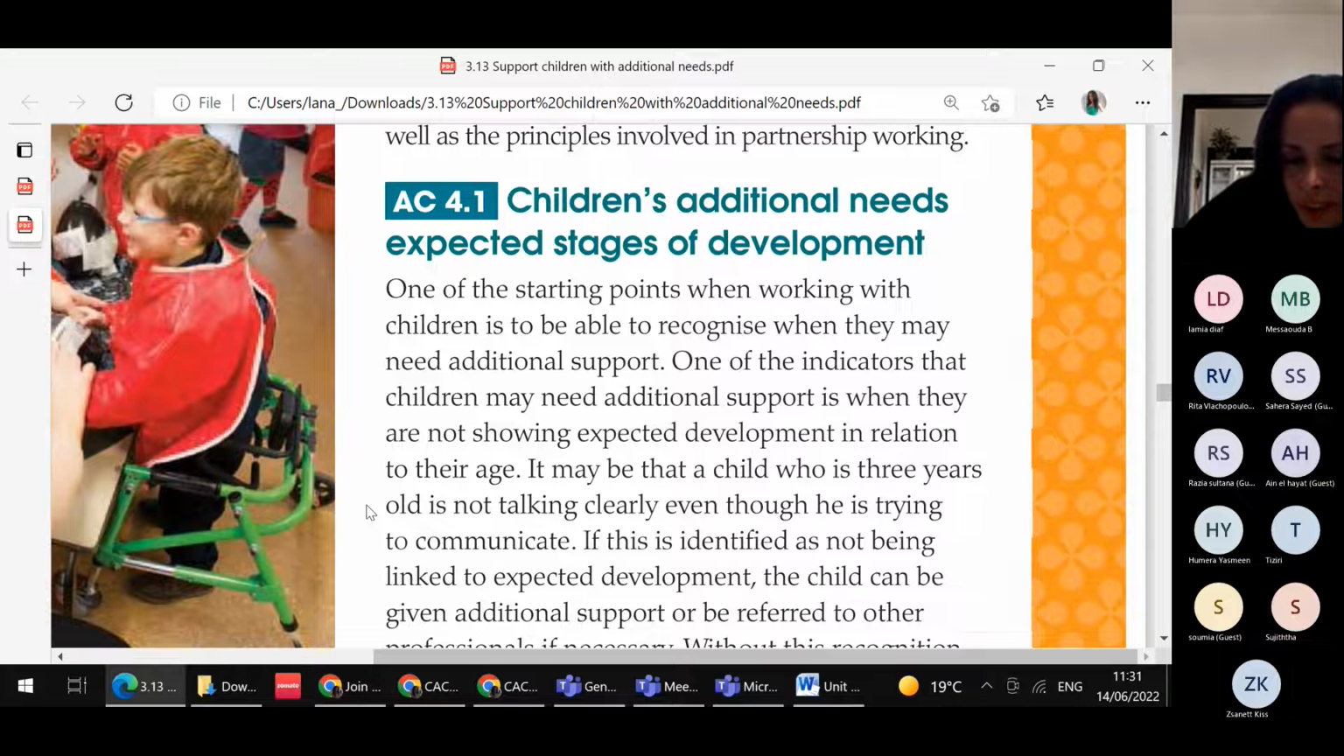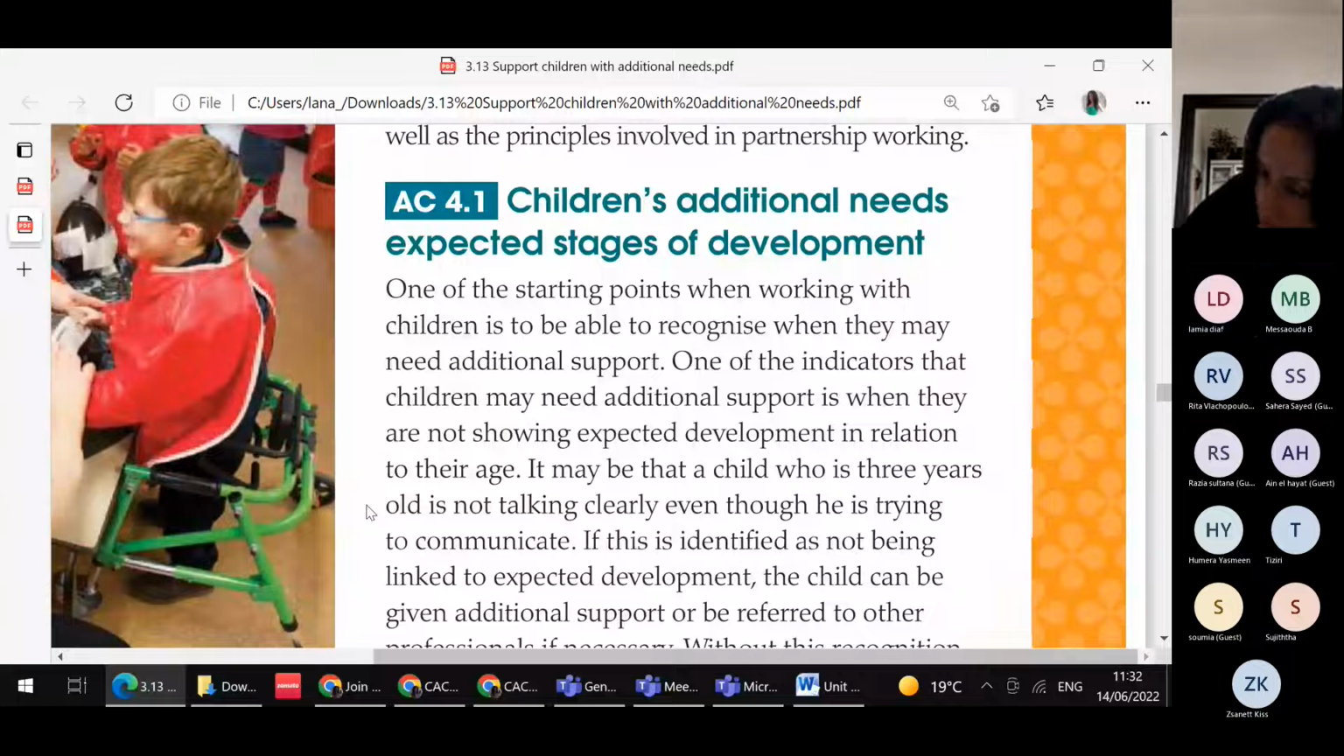When you work with children, you need to understand the children's needs so you can support them properly. Is that correct? You can't just give one exercise that fits all and expect the children will develop. No, you need to understand the child's development. You need to understand if they need any additional support. So for us as practitioners, how can we recognize that this child needs additional support?